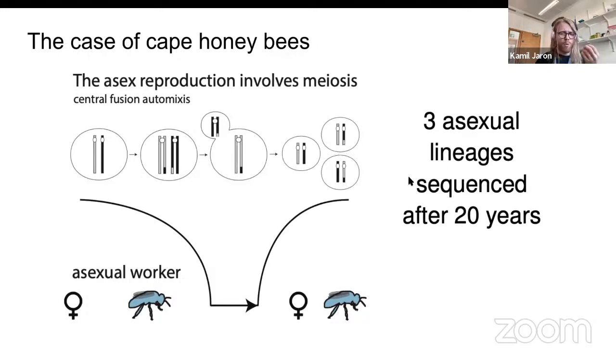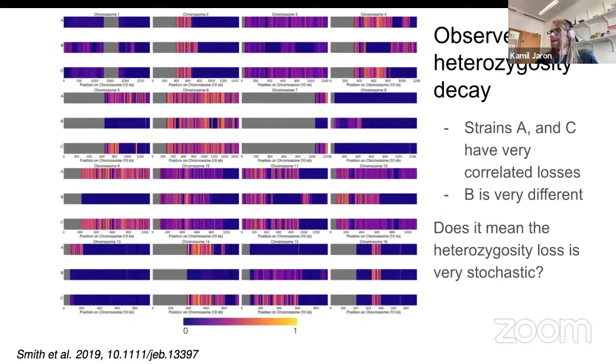And this is a weird mutation that happened in the Cape honeybee in South Africa. They have tracked the same lineage of asexual workers for already 20 years. They are sort of parasitic workers within the bee colony. They have three different lineages, and they made a whole story about how they are super different. These are the chromosomes, and these are the three lineages A, B, and C. I thought it was really interesting how different the patterns they're showing are.